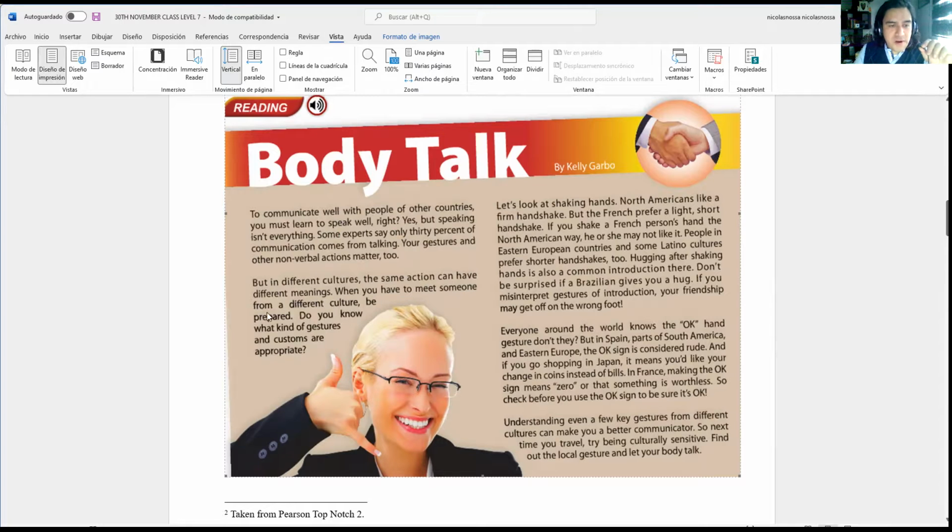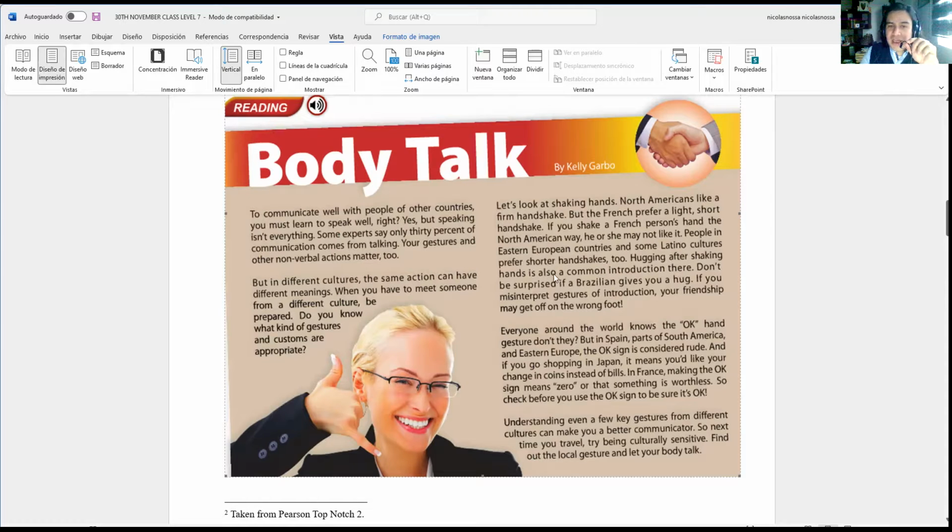When you have to meet someone from a different culture, be prepared. Do you know what kind of gestures and customs are appropriate? Let's look at shaking hands. North Americans like a firm handshake, but the French prefer a light, short handshake. If you shake a French person's hand the North American way, he or she might not like it. People in Eastern European countries and some Latino cultures prefer shorter handshakes too.